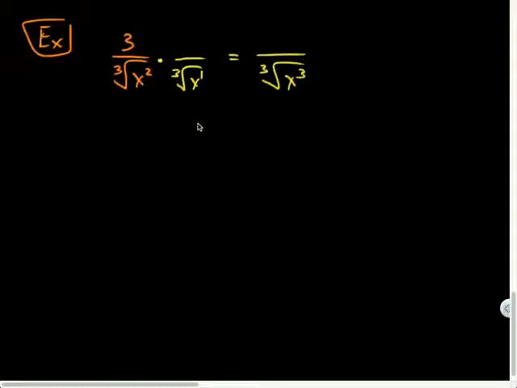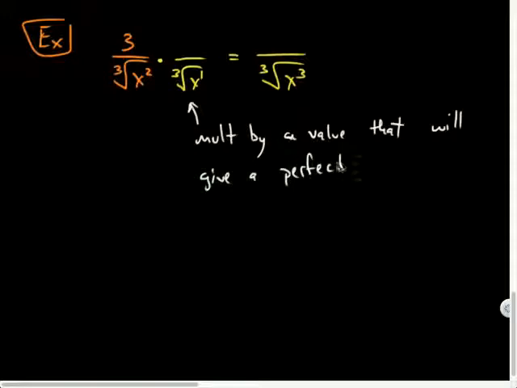Let's see, can I put that in words? So I'm multiplying by a value that will give me a perfect cube. All right, so that's actually a really sneaky, tricky trick. It's kind of challenging, I'd say.